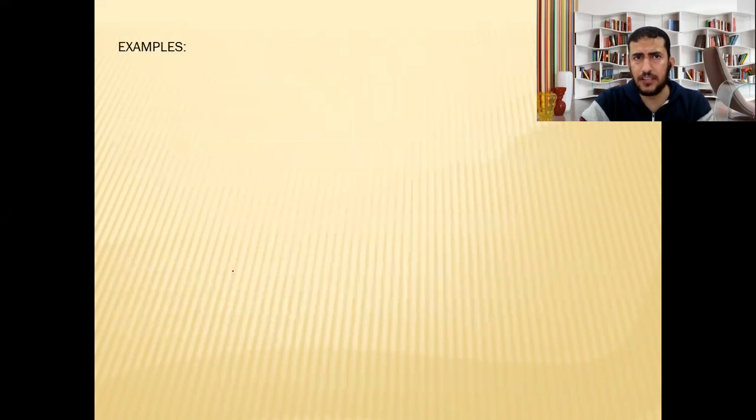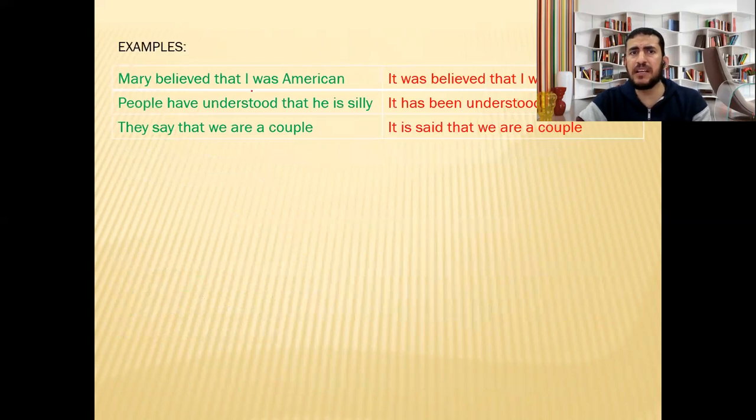More examples. Look at these examples. Mary believed that I was American. Mary believed, so it is in the past simple. So we should say it was believed that I was American. People have understood that he is silly. Have understood, present perfect. So we use it has been understood, not it was understood. It has been understood that he is silly.